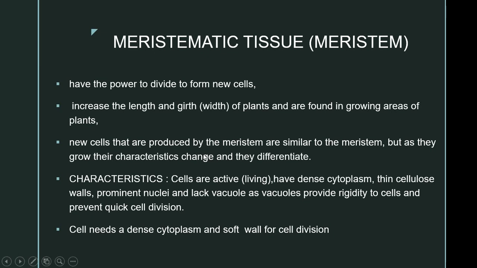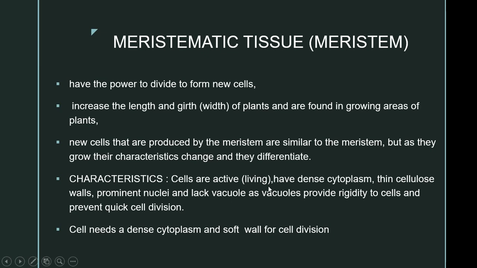The new cells which are produced by the meristems are similar to the cell from which they have divided. They show similarity to that cell, but as they grow, the characters change and they differentiate. Gradually they change their characteristics. Differentiation means they take up a particular function and get converted to form a permanent tissue which cannot divide further.